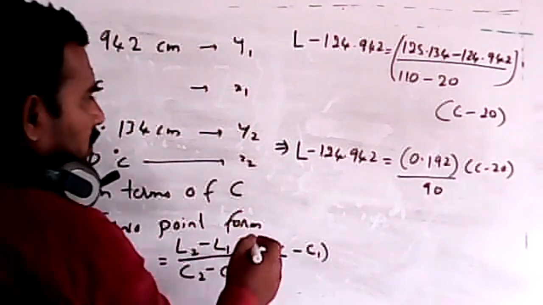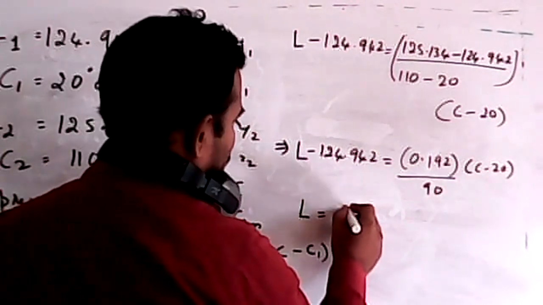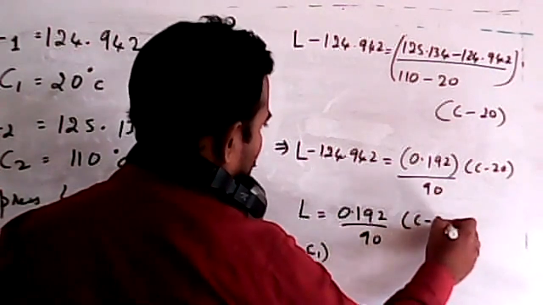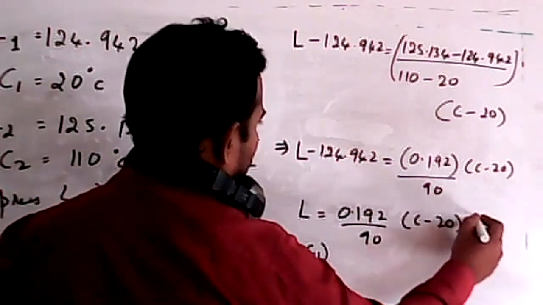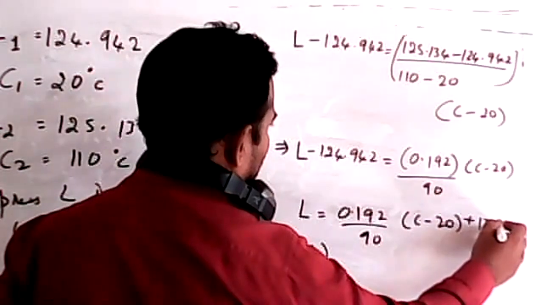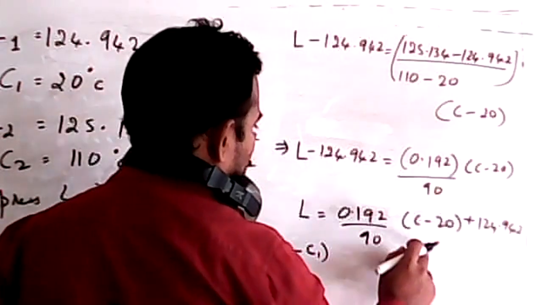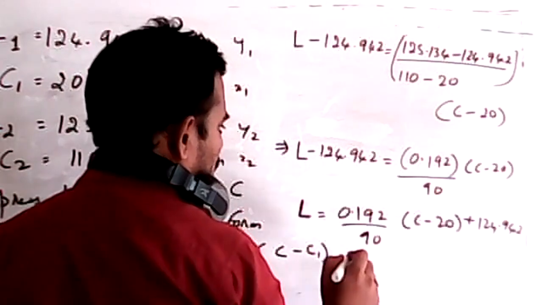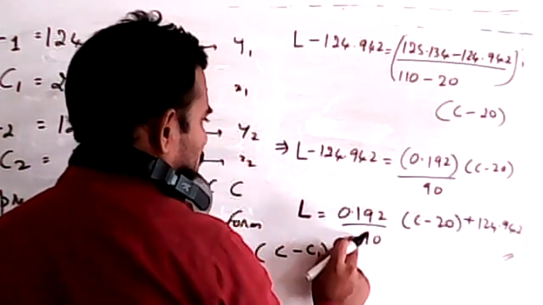Simply we have to transfer this. L is equal to 0.192 by 90 into C minus 20. This goes here and becomes plus 124.942. See here, you can see all the things are in C only, and all this is L. So this is the answer. L is in terms of C.